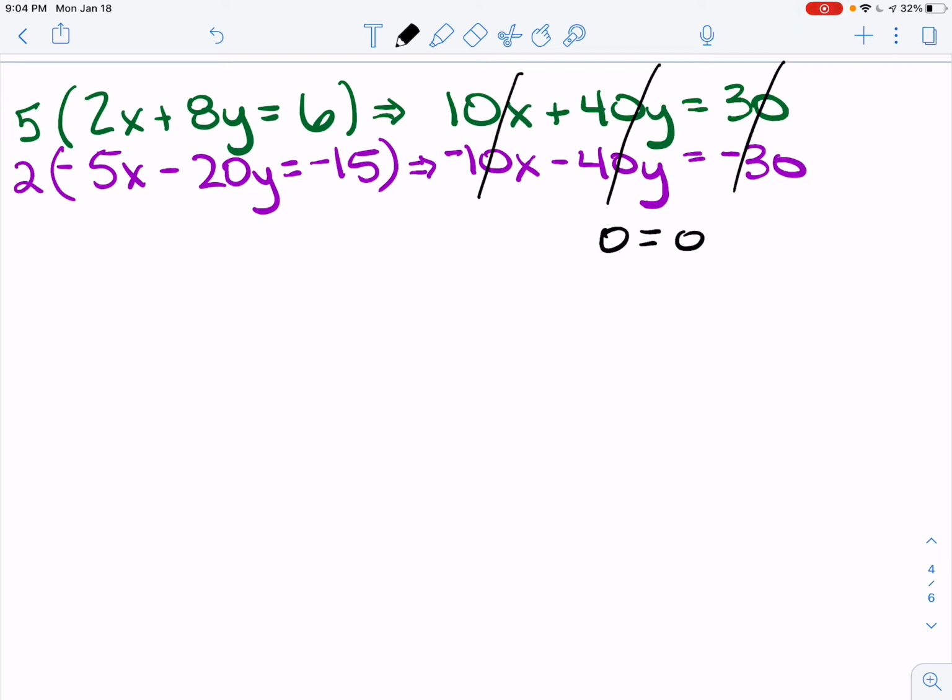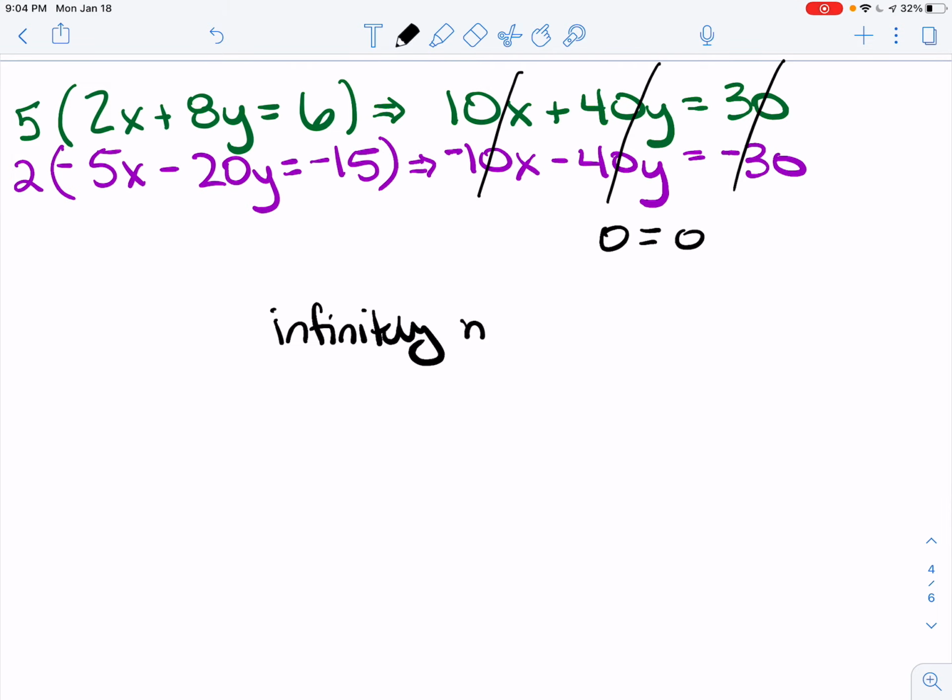If you end up in a situation where everything eliminates and you're left with a statement that's true, like 0 equals 0 or 5 equals 5 or 3 equals 3, then we would say that we have infinitely many solutions. Meaning that any x and y value that we plug in will work. It's as if these two lines were graphed, were sitting on top of each other. So every x and y value for one is going to work for the other. So we would say infinitely many solutions.